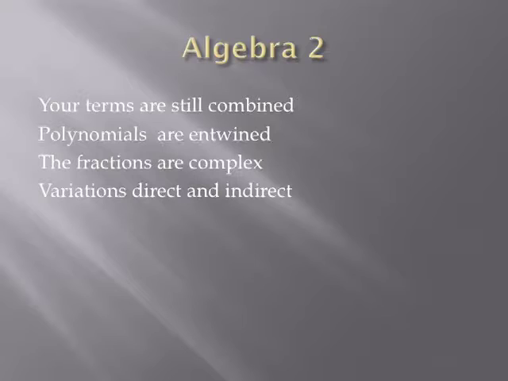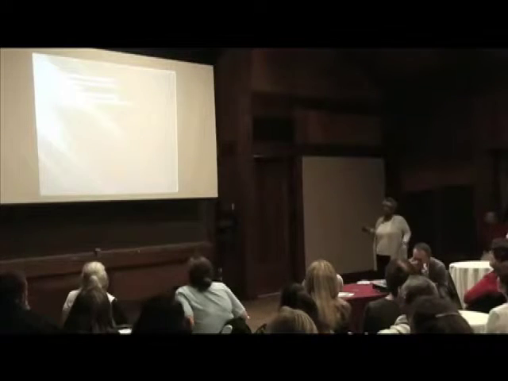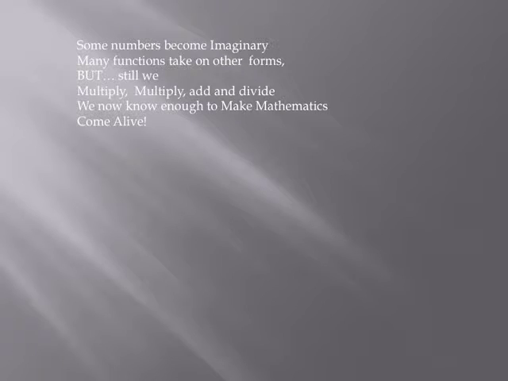Algebra 2, your terms are still combined. Polynomials are entwined. The fractions are complex. Variations direct and indirect. Some numbers become imaginary, but functions take on other forms. But still we multiply, multiply, add, and divide. We know enough to make mathematics come alive.